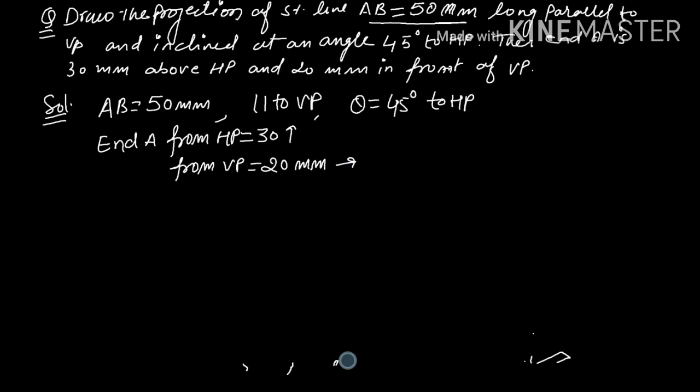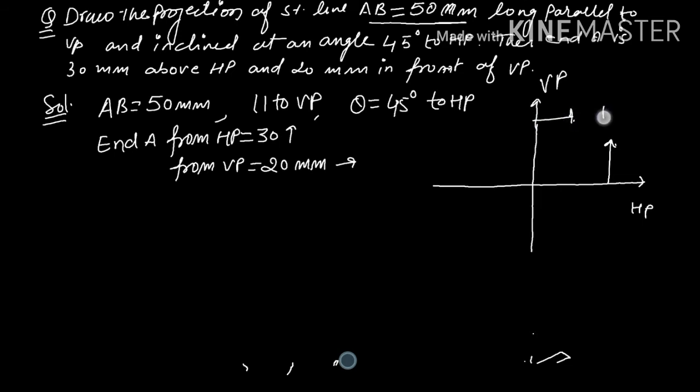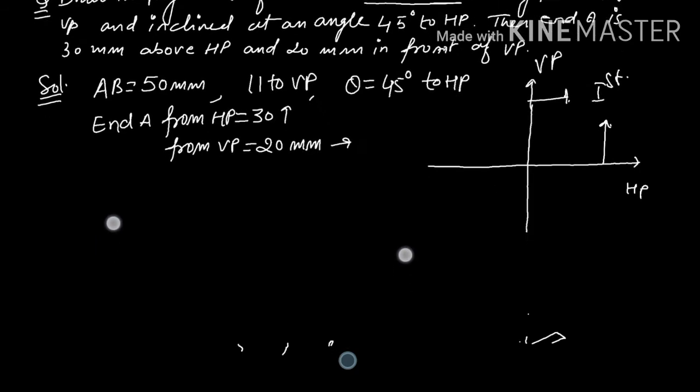So if you look, first of all we have to locate our line, which means in which quadrant our line is. This is our HP, this is our VP, 30 mm above HP and in front of VP. So our line lies in the first quadrant. In the first quadrant it is very clear that VP is above the line and HP is below the line.